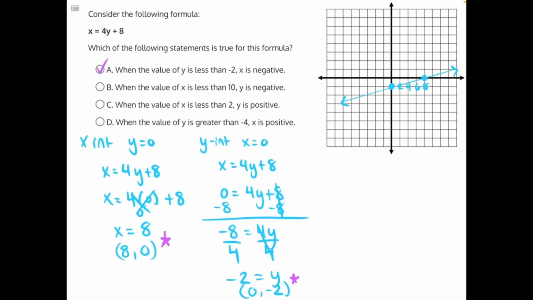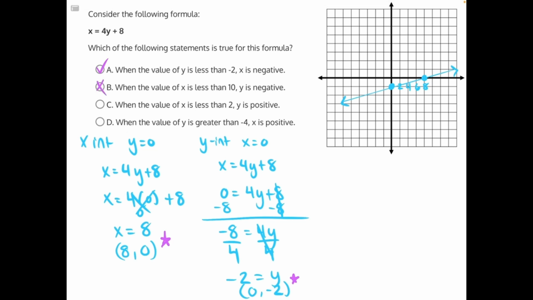But let's take a look at why B, C, and D are incorrect. B says when the value of x is less than 10, which would be right here on the graph, then y is negative. This is not true because of this small set of values right here before we officially cross over the x-axis. Those y values are positive, not negative. And then everything beyond that point becomes negative. So it's not negative the whole time.